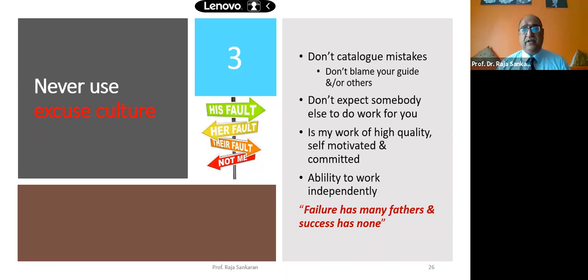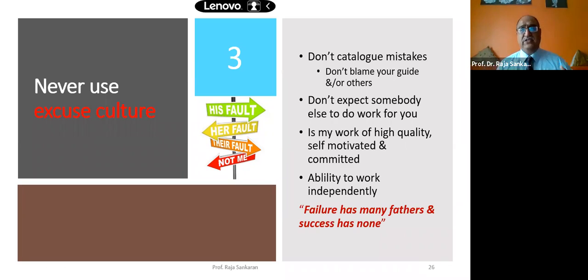Third is very, very critical. As a scholar, never use any excuse culture. Do not get into this trap of saying it is his fault or her fault and not mine. You would have heard this proverb as well: failure has many fathers and success has none. So do not fall into this trap. Don't blame anybody for anything. Specifically, don't catalog the mistakes.